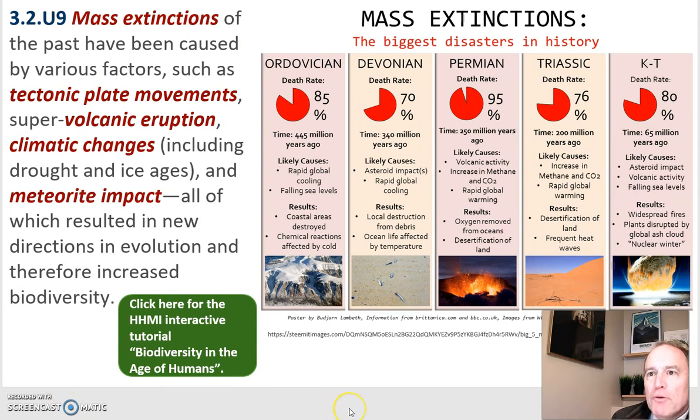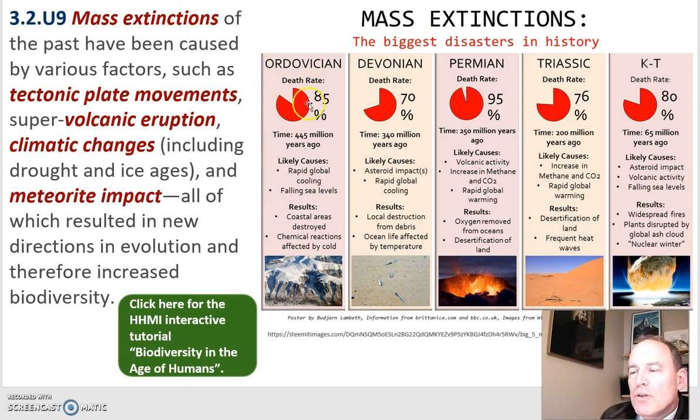Now, if you asked about the mass extinctions, let's take a look at why these mass extinctions have occurred. It could be due to tectonic plate movements, those plates moving apart, moving this way. We can have massive volcanic eruptions. We can also have climatic changes, which include drought and ice ages. And then finally, meteorite impact can also change climate. And these all have resulted in new directions in evolution and therefore increased biodiversity, though for a short while there was less biodiversity. So let's take a look over here.